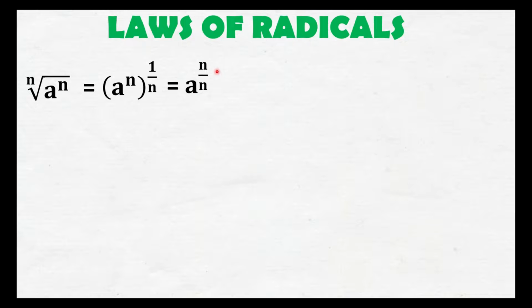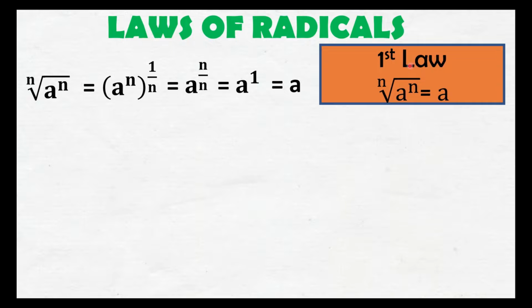And, pwede natin divide yung n over n na yan. So, makuha natin is 1, diba? And a raised to 1 is simply equal to a. So, dito, na-derive na natin yung unang law natin for radicals. So, yung first law is nth root of a raised to n is equal to a.